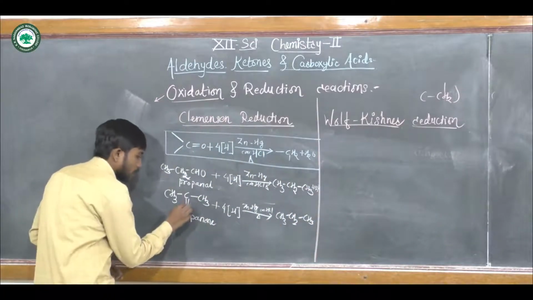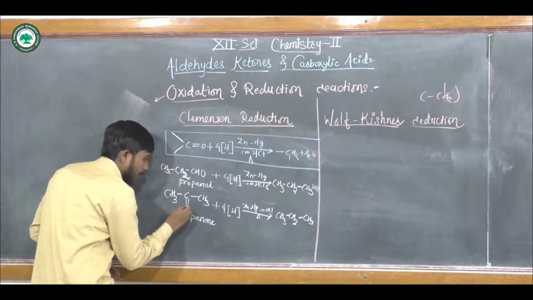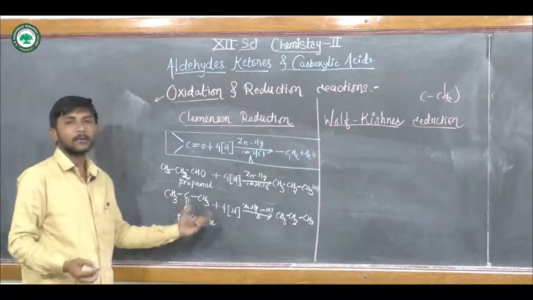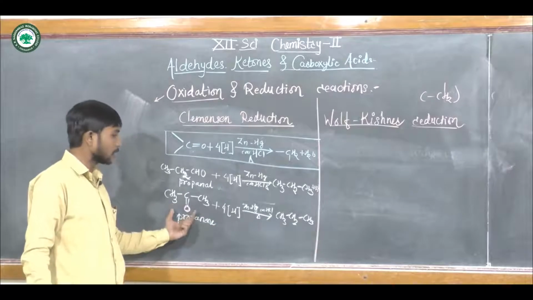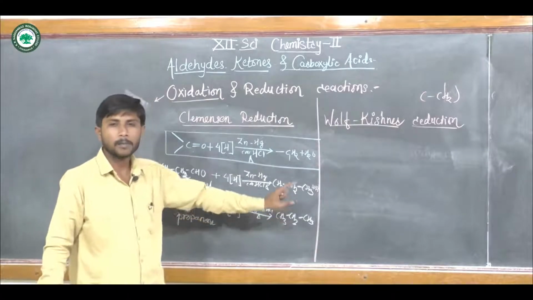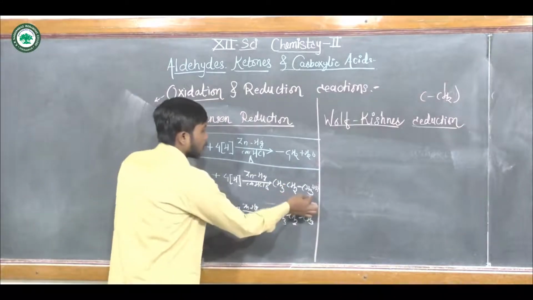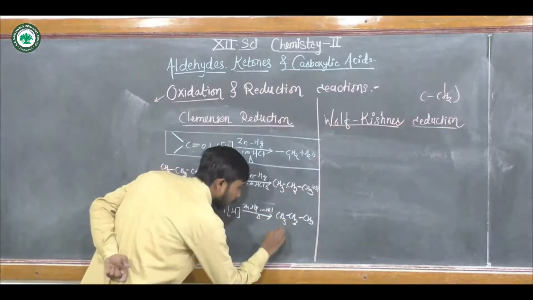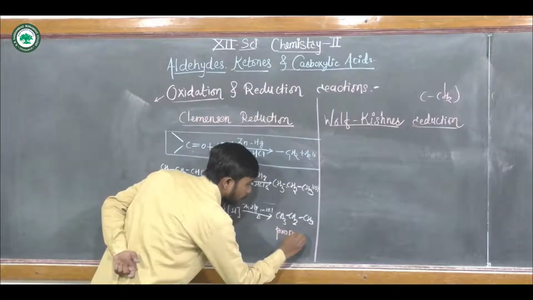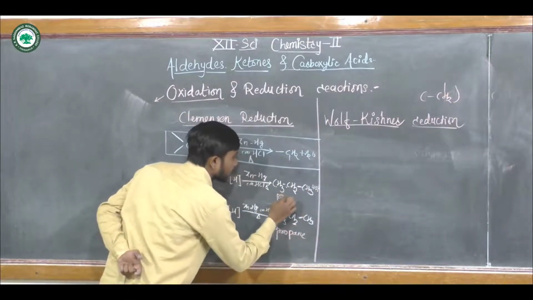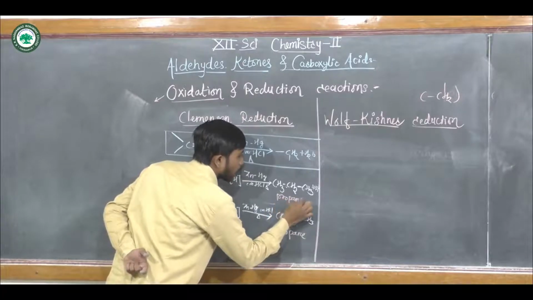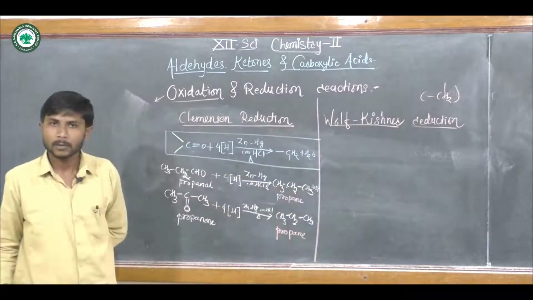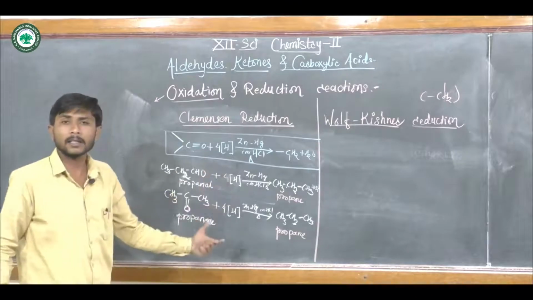Look at the change happening at this carbonyl carbon. The oxygen is removed and it is reduced to the methylene group, and there is a formation of the three-carbon compound, propane. This is the Clemmensen reduction.